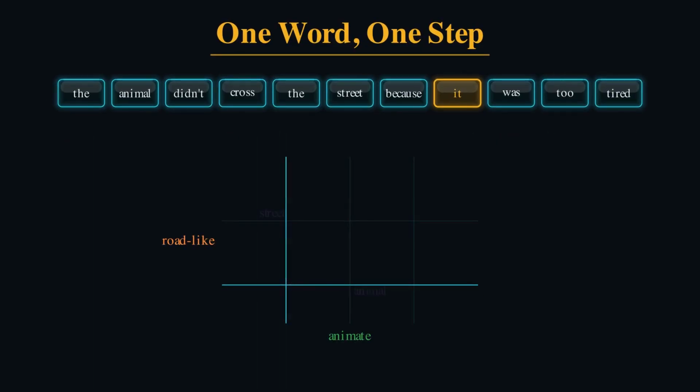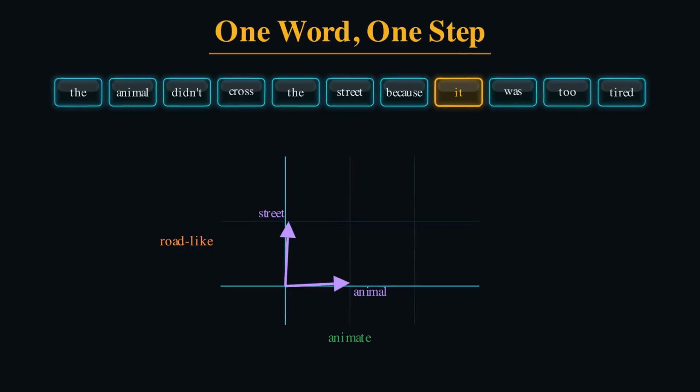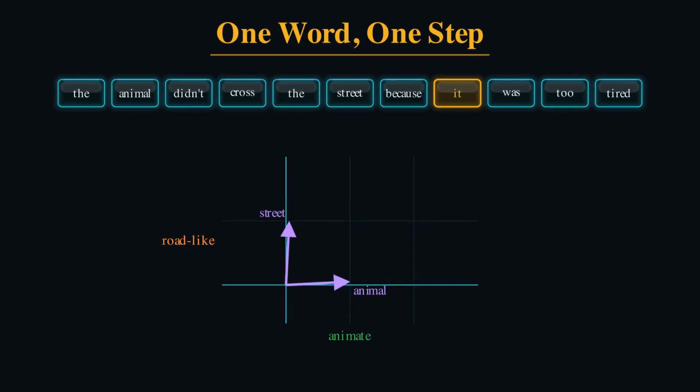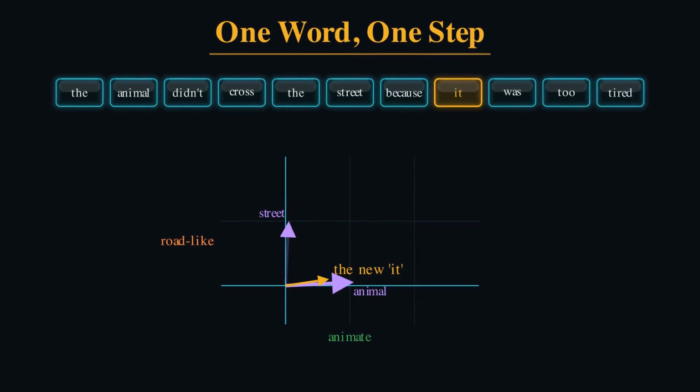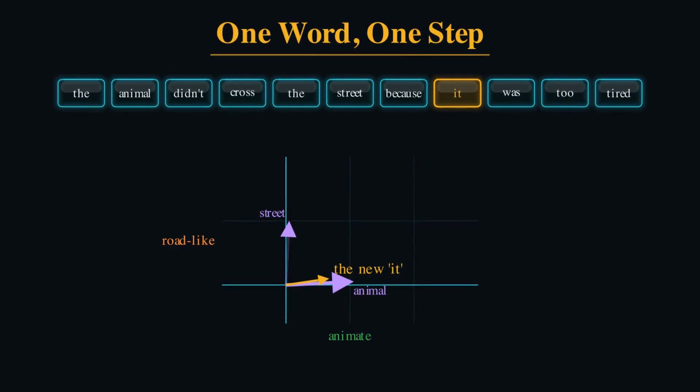Last step. Every word also handed over a value vector. Here are two of them. Multiply each value by its weight and add them up. Animal counts for 2/3 of the answer, street for almost nothing. So the answer lands right on top of animal. That blended vector is the new meaning of the word "it".